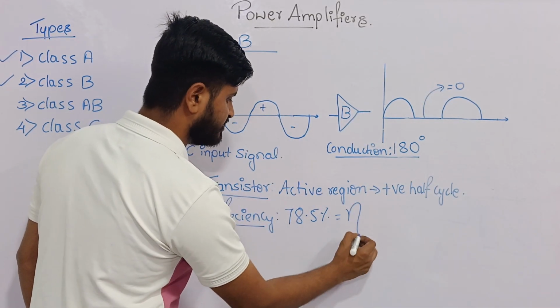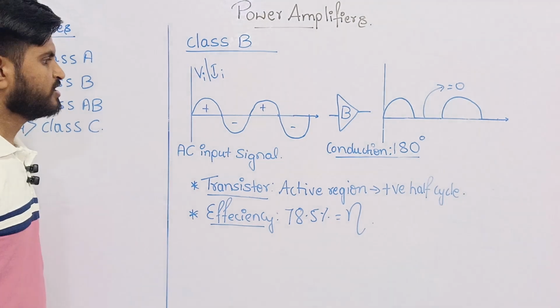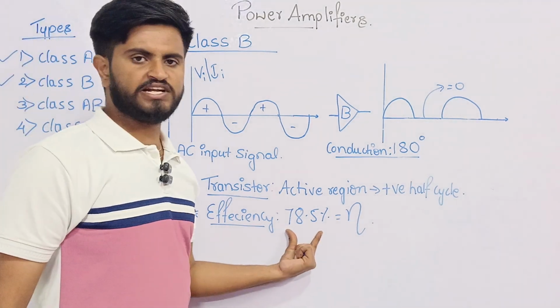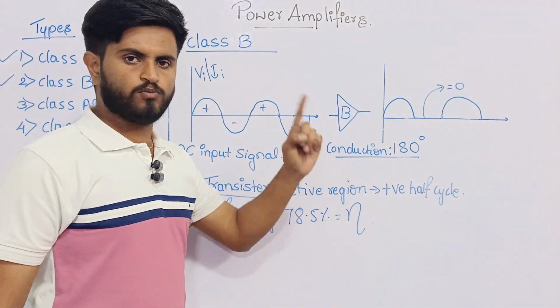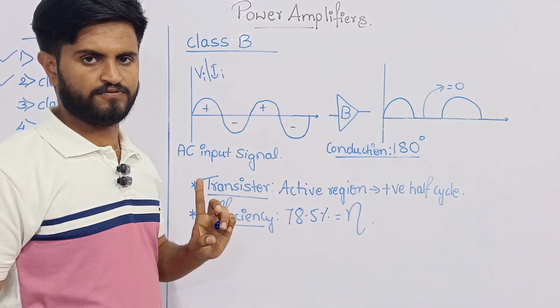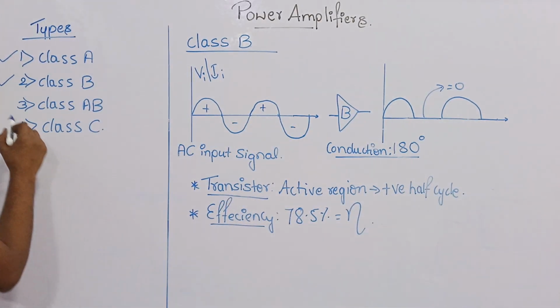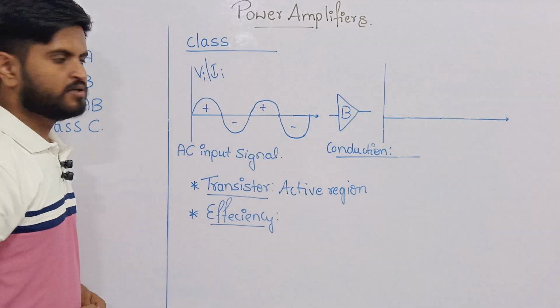And if we see the efficiency of class B amplifier, it is about 78.5%, which you can represent using the meter symbol. So its efficiency is 78.5%, which is more than the class A amplifier. Now let's move to the third one, that is class AB.